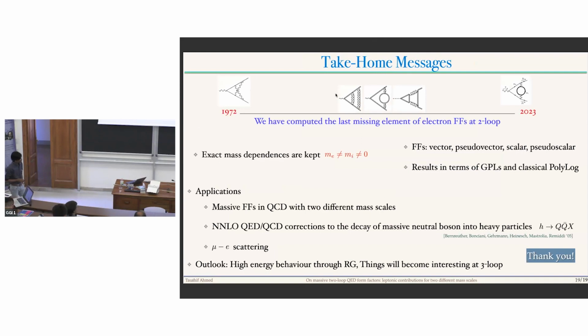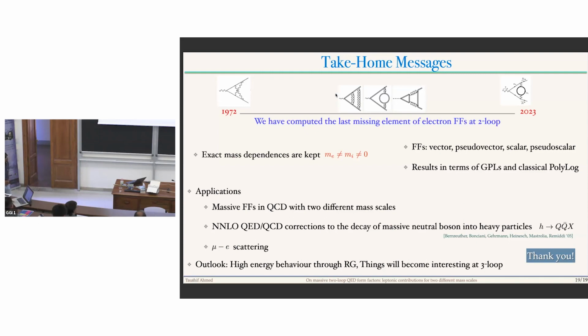That brings me to my conclusion: a calculation that basically started many decades back. Probably this is not a very complicated computation, but this is the last missing piece. Now we can say that our complete two-loop electron form factor with a muon correction is completely over.